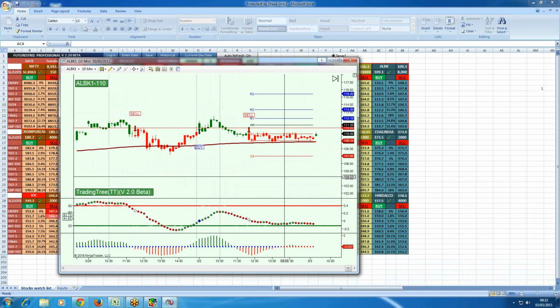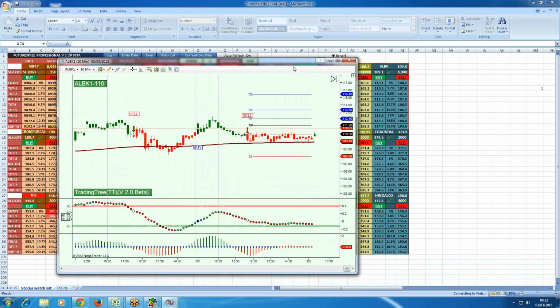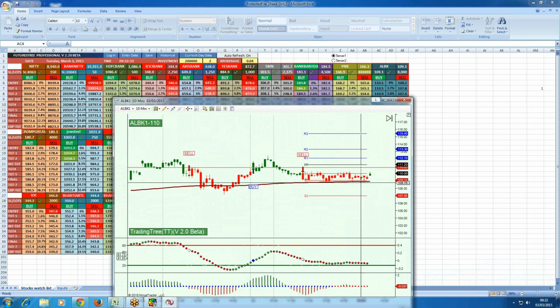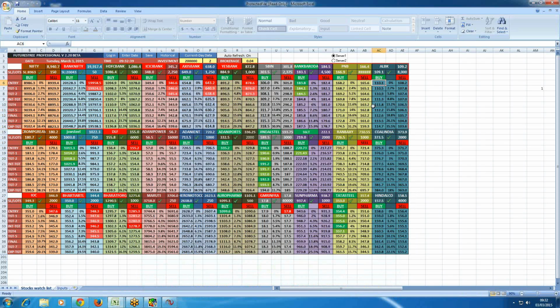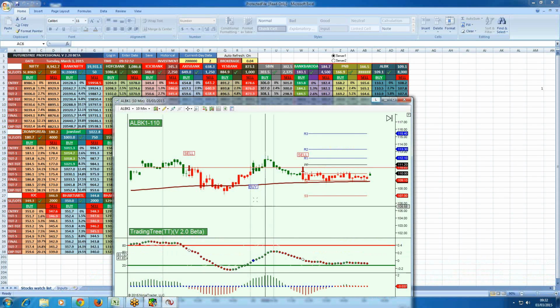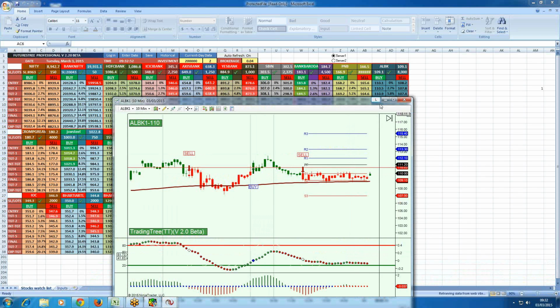The reason I just added ALBK is that you saw it was very flat yesterday, and now it's moving upwards. I am expecting a buy call here at 110.10, and the current market price for ALBK is 109.2. If I get a buy call here, I will definitely take it, because I know the trend in ALBK from my Tradingtree charts.